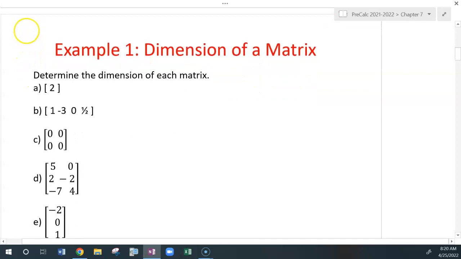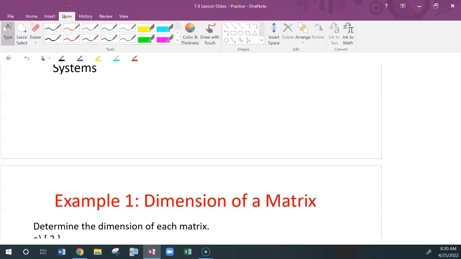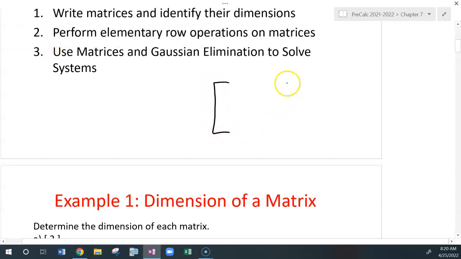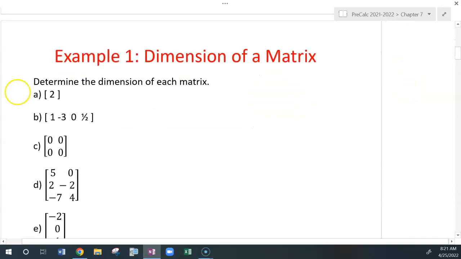So here goes. First thing, a matrix looks like this. So you've got brackets on the side, and then inside the matrix, you'll have numbers. And then the dimension of a matrix is the number of rows in your matrix by the number of columns. So let's take a look at some matrices.